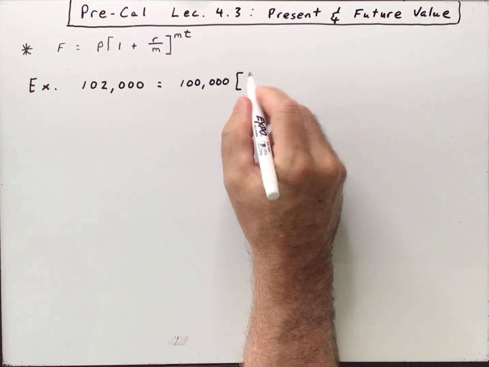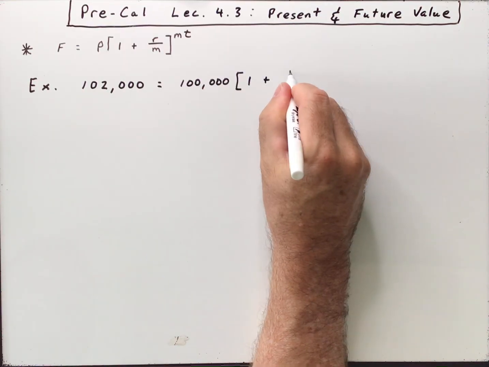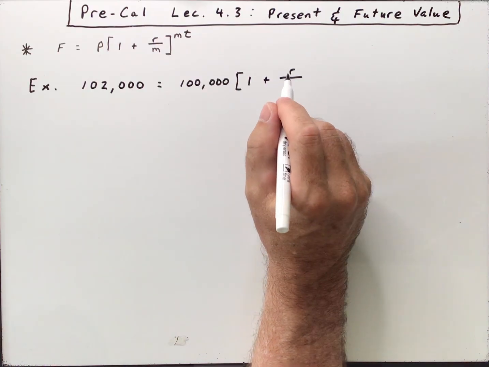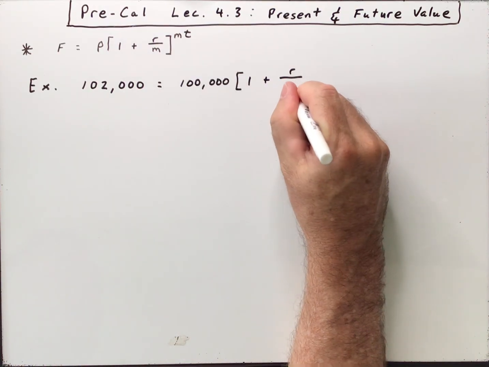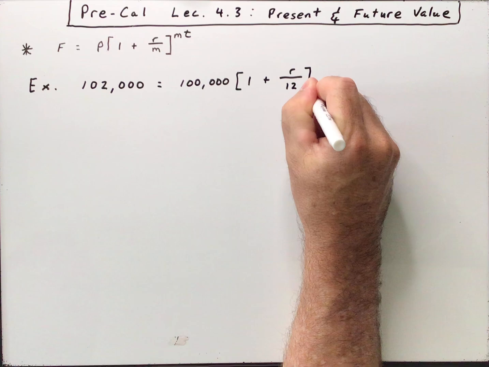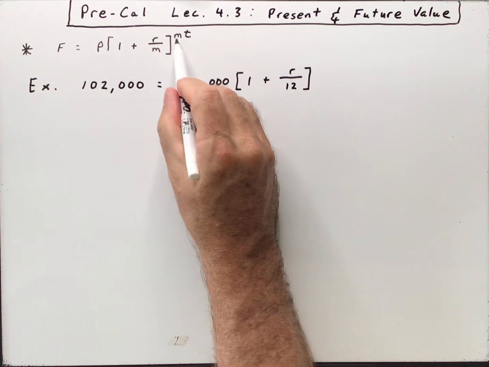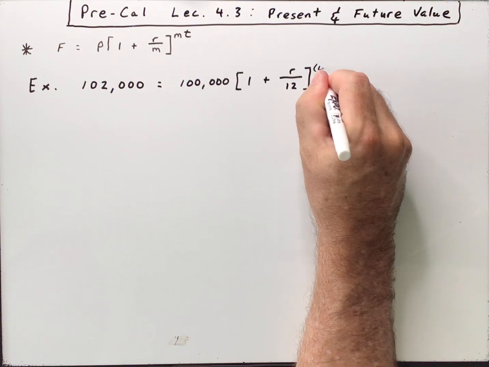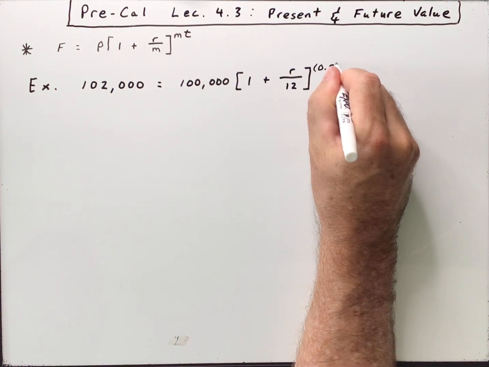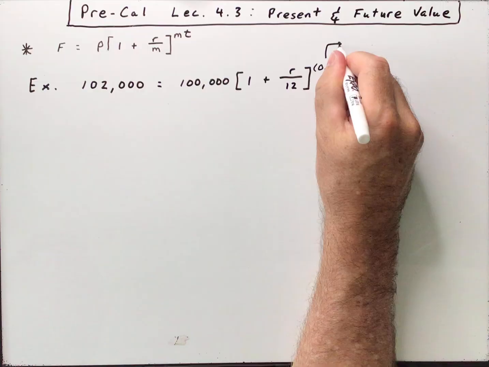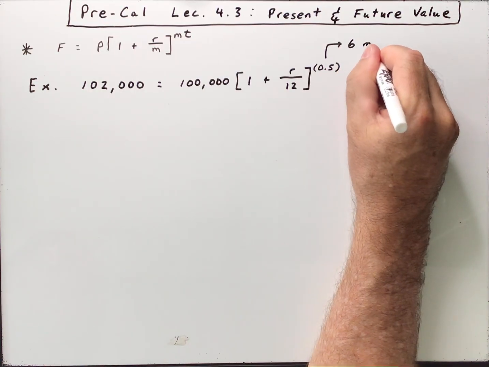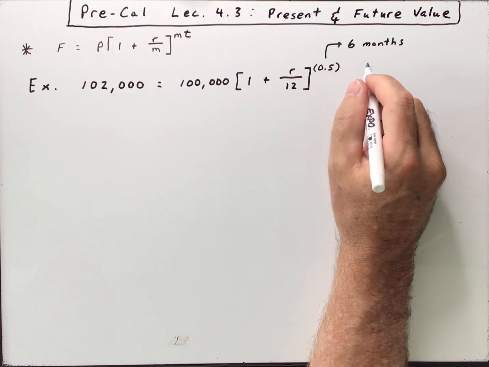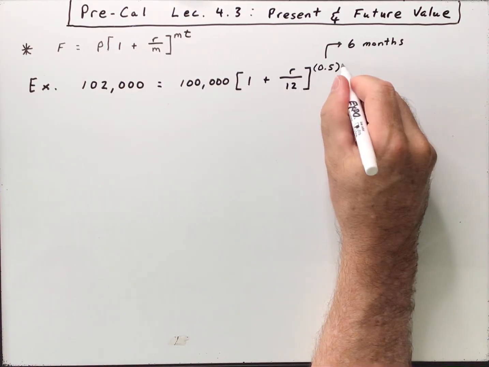So we're going to multiply that by 1 plus, we don't know R, that's what we're solving for. The number of compoundings per year, it's monthly, so that's 12. And it's 6 months. Well, T is in years, so 6 months would be a half of a year, so 0.5. So that is 6 months, and that's the T, and then the M is 12.